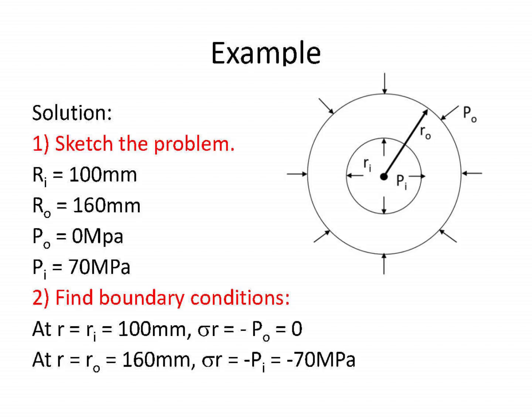Now, we list the known values. The inner radius is 100 millimeters. The outer radius is 160 millimeters. The internal pressure is 70 megapascals, and the external pressure is 0.